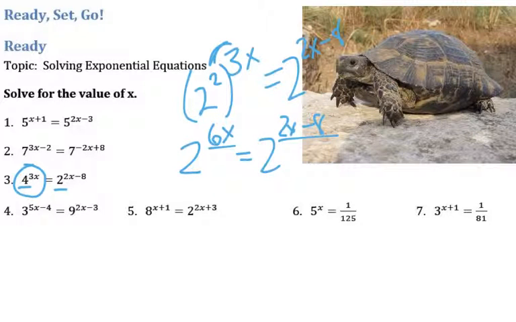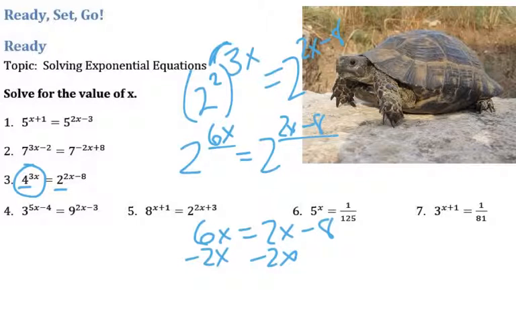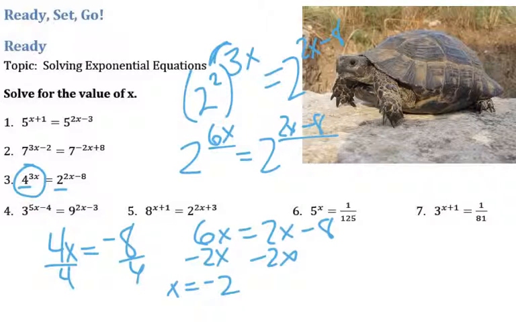Now we can solve. So sometimes you have to adjust those exponents a little bit. But that's alright, you can do that. Not a big deal. Okay, so then we go 6x equals 2x minus 8. Subtract 2x to get it over with the 6x, so x is on the opposite side of the numbers. Then divide by 4, and x equals negative 2.